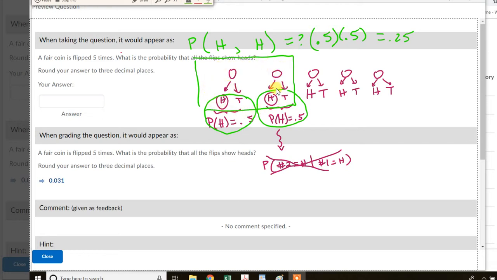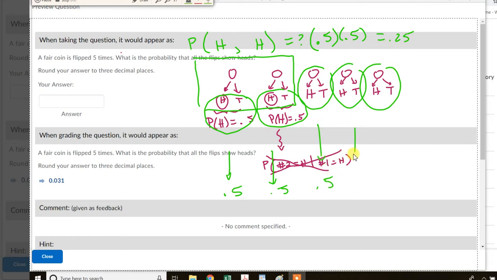Now that's the probability for the first 2. What about if I keep going? Well, we're just going to keep multiplying. In other words, what about the third coin being heads, and the fourth one, and the fifth one? They're all independent of each other. Can I just keep multiplying? Yes. So it's going to be 0.5. Am I allowed to just keep multiplying? And the answer is yes, indeed.